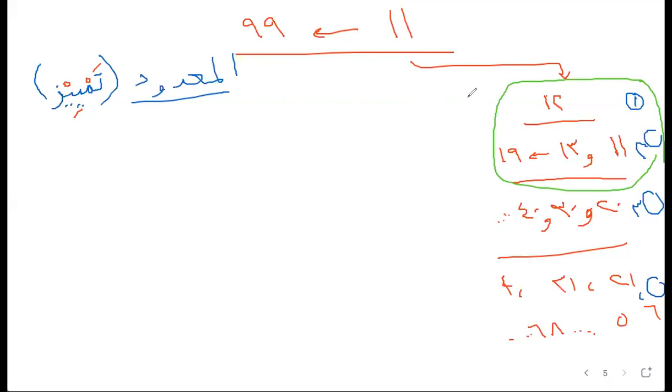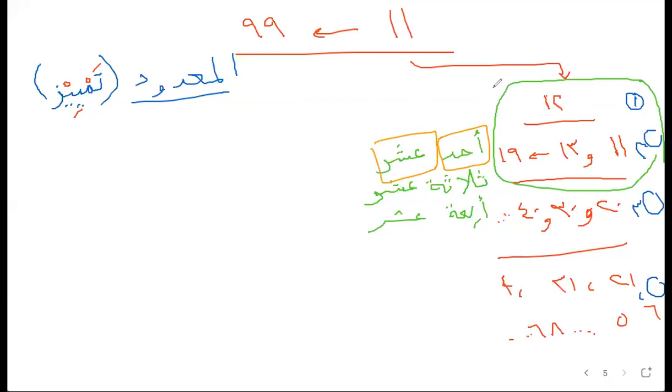Okay, so if I was to write it down, you have ahada ashara, and you also have ثلاثة عشرة, أربعة عشرة. Here you have these numbers from 11 all the way to 19. They're made up of 2 parts. One part is this number here, and the second part is this number here. Even 12 has the same.